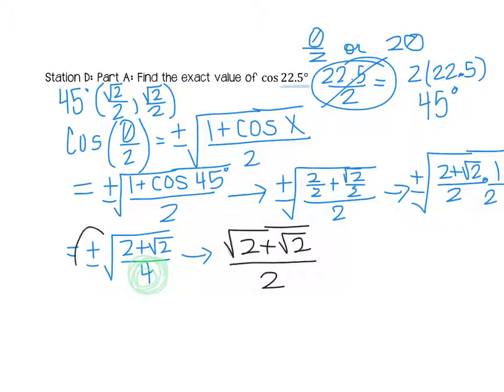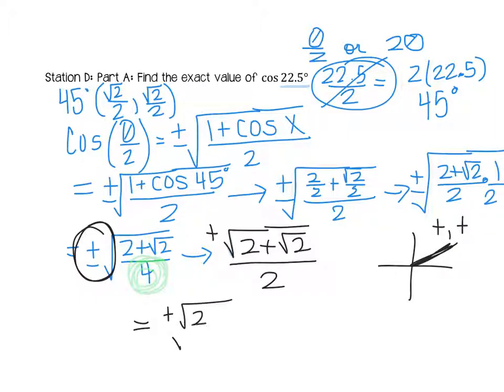So now it's time to come back to this plus or minus. If I think about where 22.5 lays in my unit circle, it lays in this first quadrant right here. That means that cosine is positive and sine is positive. So that means that I'm going to take the positive root. So my final answer is the positive root of 2 plus root 2, over 2.